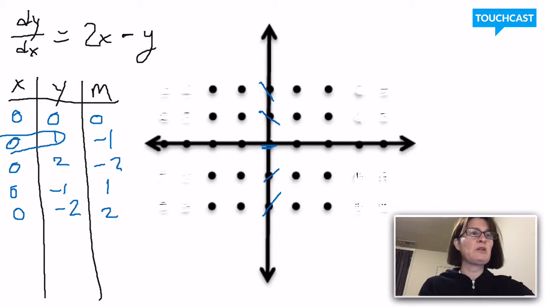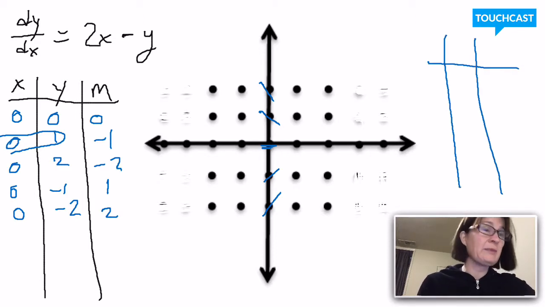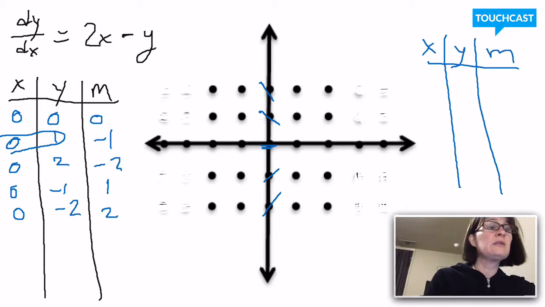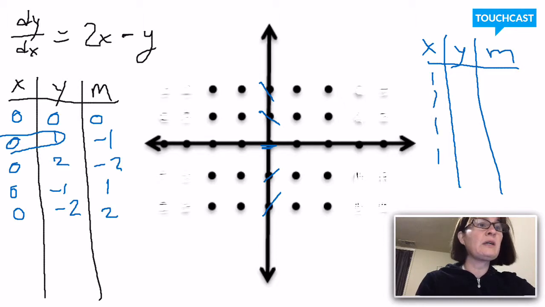So now I'm going to do the next part of this table. You're not required to make this table, but it's, I think, helpful to keep your work organized. I'm going to try when x is 1. There are 5 points on my diagram where x is 1, so y could be, I'll start with the 2, 1, 0, -1, -2.